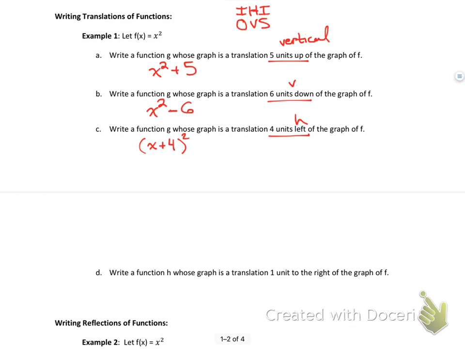And then when we move 1 unit to the right, we have the same thing, the parentheses squared. And because it's moving to the right, it's going to be (x - 1) squared, because inside we do the inverse every single time.